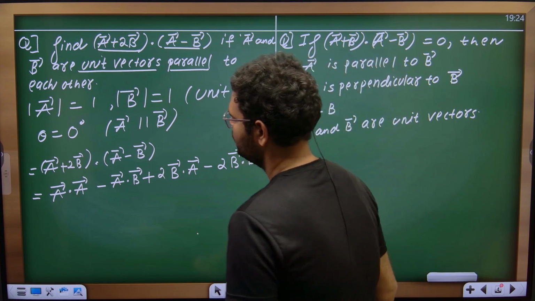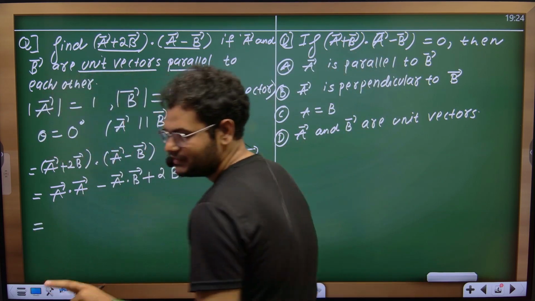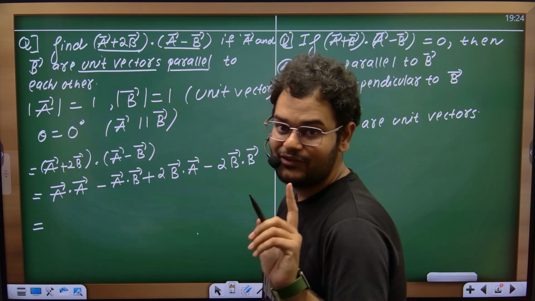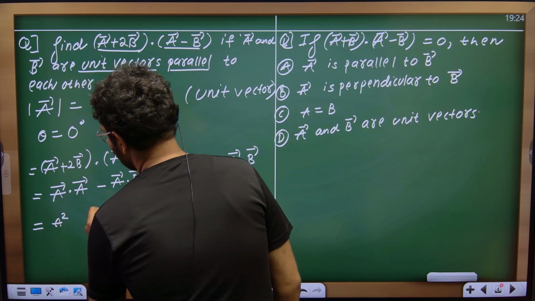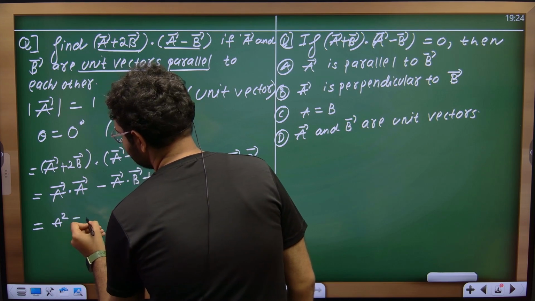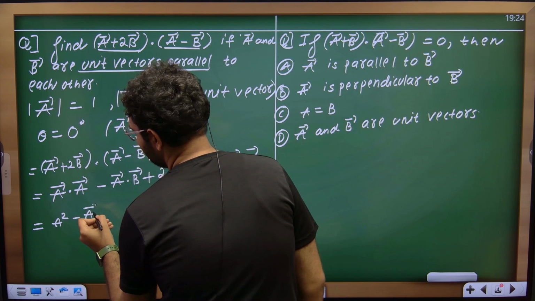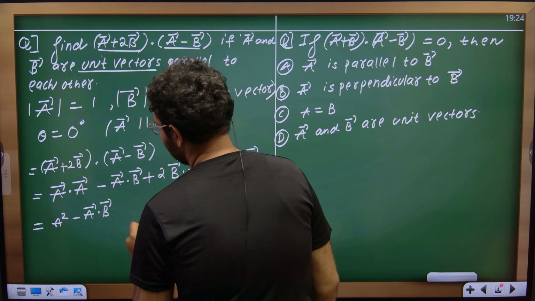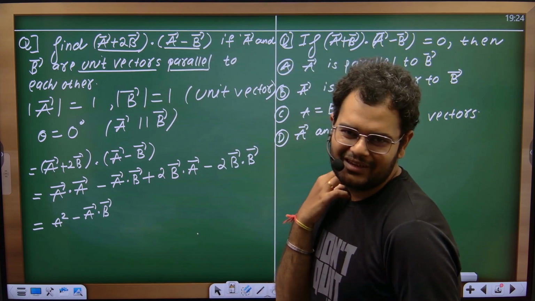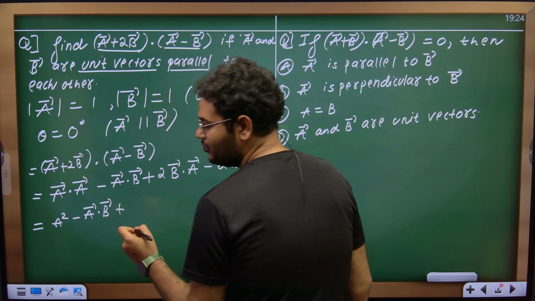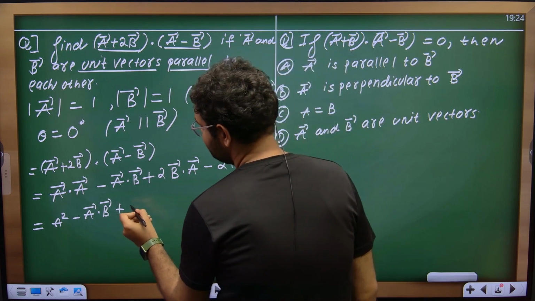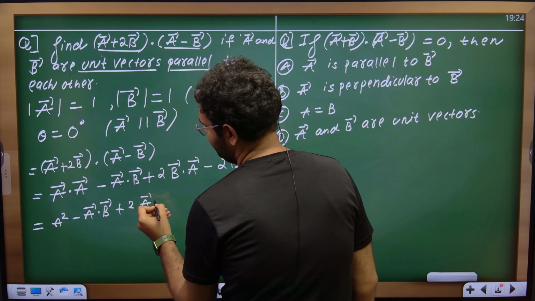Now see what we will do. You tell me what is a dot a. Just now we have seen the property, I told you I will use it in the dot product. A dot a is what, sir? A square. Okay, minus a dot b. Now, what is 2b dot a? b dot a and a dot b are the same. Dot product is commutative, property number 1. So 2a dot b.